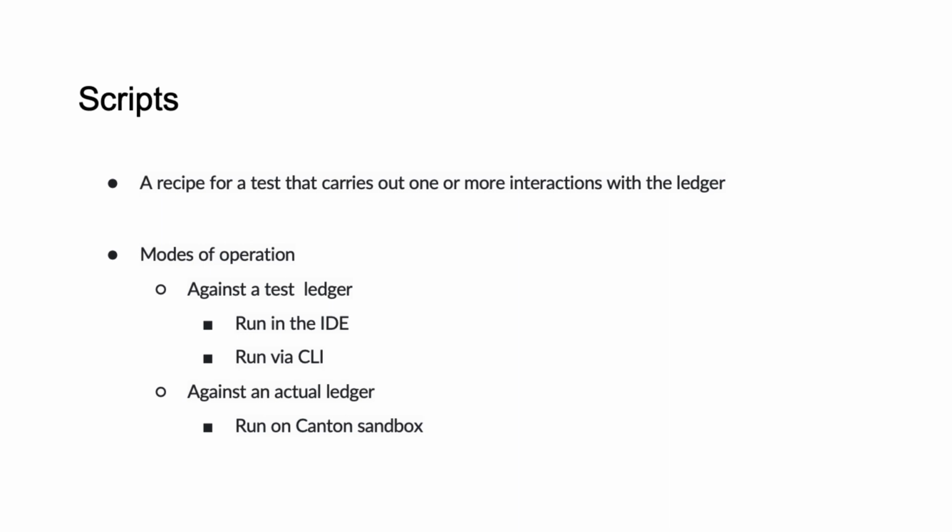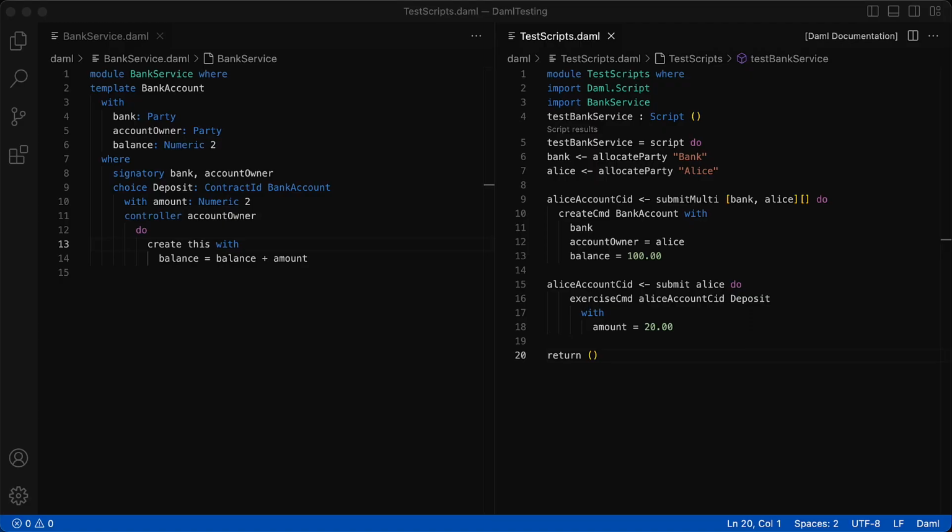Daml Sandbox, also called the Canton Sandbox or just Sandbox, is an instance of an in-memory Canton Ledger which is used for development environments. Let's look at each of these one by one. We will start with a simple template, BankAccount, that has one choice, Deposit, and use it for our test cases. In the script written in the testscripts.daml, we create two parties, Bank and Alice. Then, we submit a command to create a bank account and then exercise the Deposit choice on it.